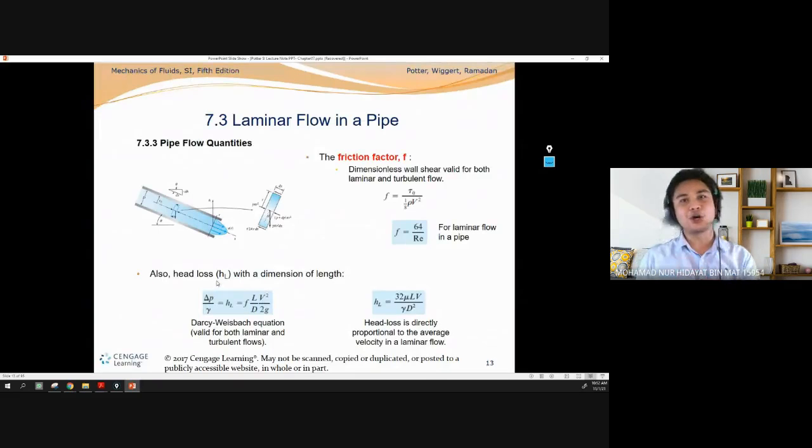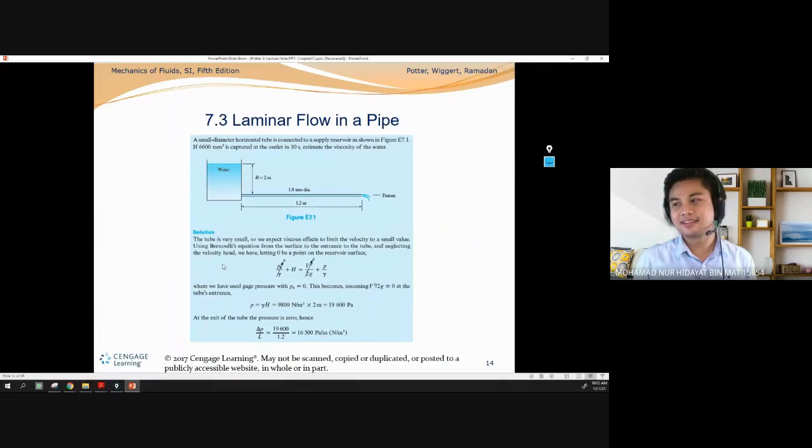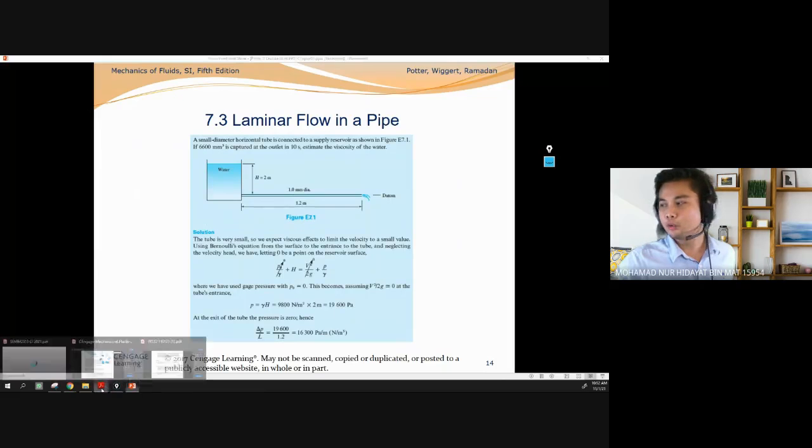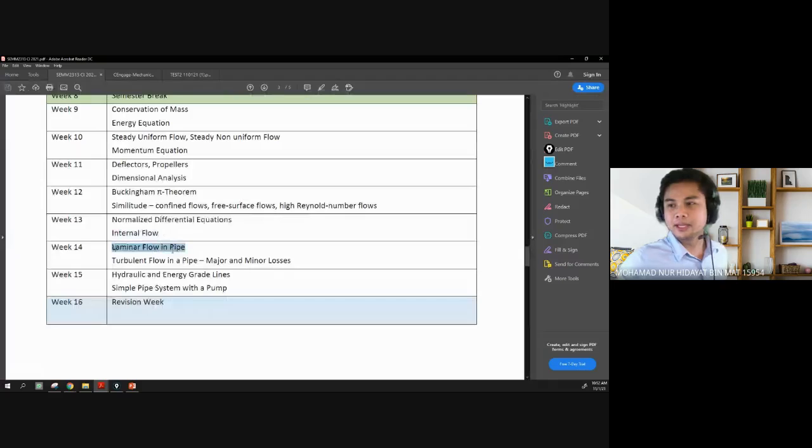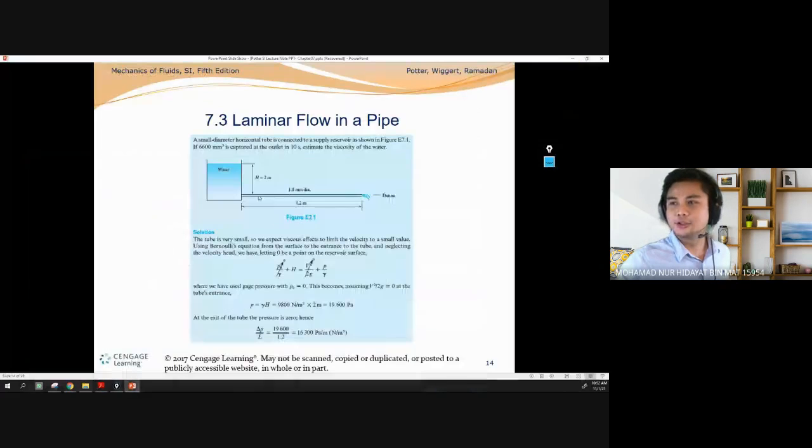I think that's all about this chapter, right? So this is basically the laminar flow in pipe. So we have finally finished the laminar flow, and the next week is the next chapter, okay? So this example, I will record the video as usual. I will post it in the e-learning. So that's all about today's lecture.